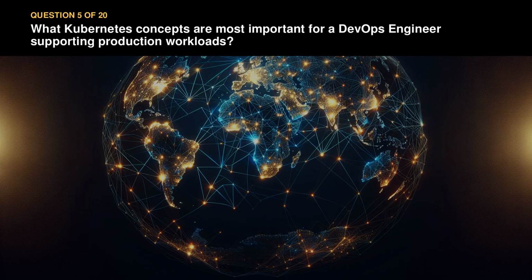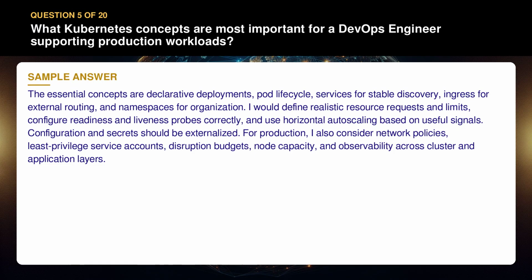Question 5. What Kubernetes concepts are most important for a DevOps engineer supporting production workloads? The essential concepts are declarative deployments, pod lifecycle, services for stable discovery, ingress for external routing, and namespaces for organization. I would define realistic resource requests and limits, configure readiness and liveness probes correctly, and use horizontal autoscaling based on useful signals. Configuration and secrets should be externalized.